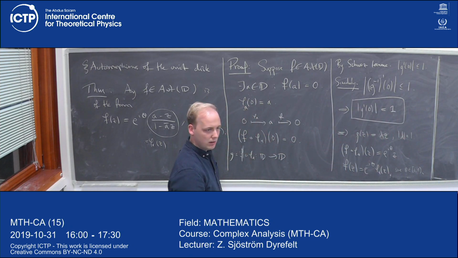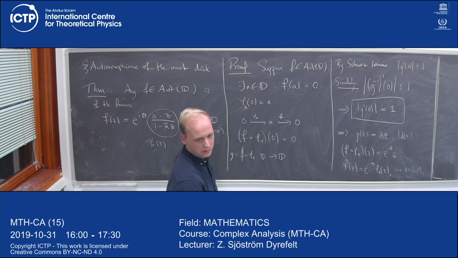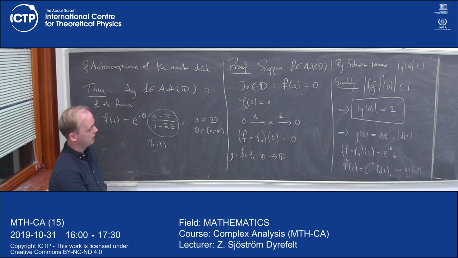Is phi a squared equal to 1? Yes. Sorry, phi a squared what? Phi a composed with phi a is the identity? Yeah. Okay. Phi a composed with phi a, we saw this last time. It's its own inverse. Okay, so this proves that if we have an automorphism, we can write it in this form.